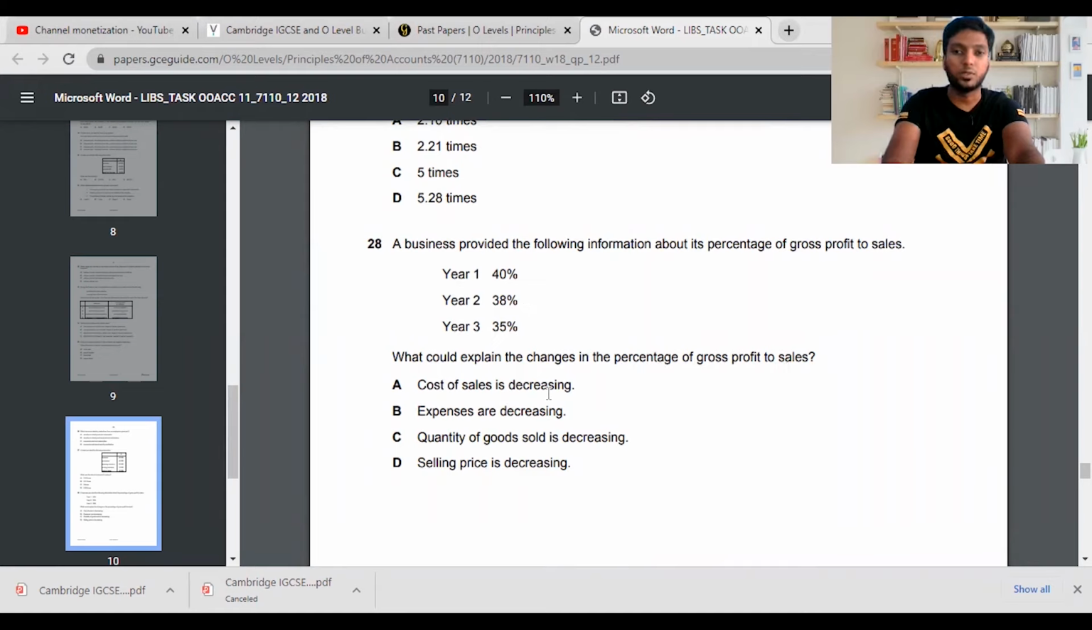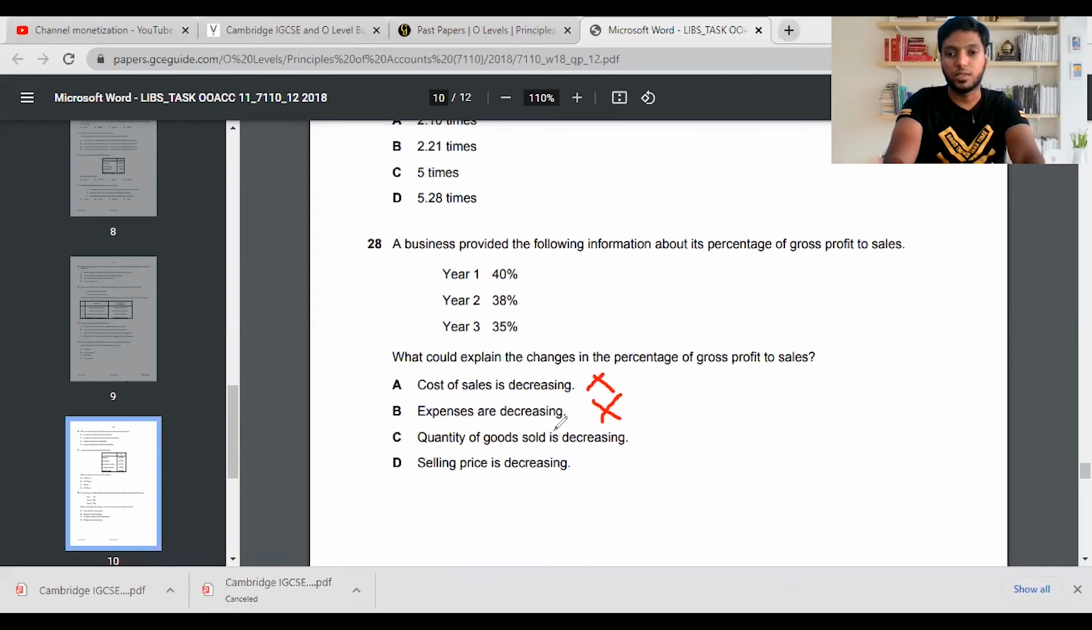Cost of sales is decreasing. No, cost of sales decreasing means the gross profit will increase. So answer A is completely wrong. Then expenses are decreasing. If your expenses are decreasing, it will not affect the gross profit because that is below the gross profit. So answer B is also wrong.